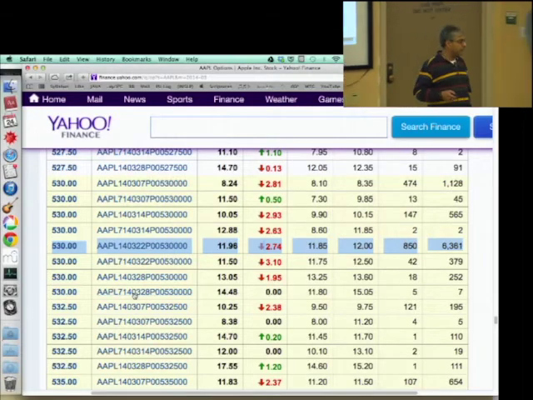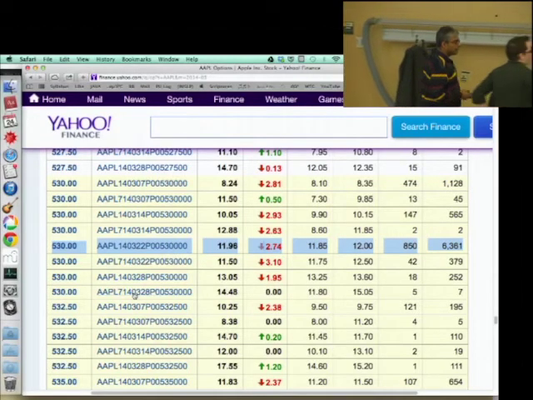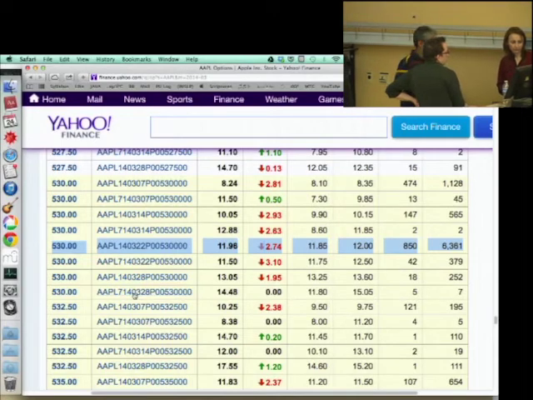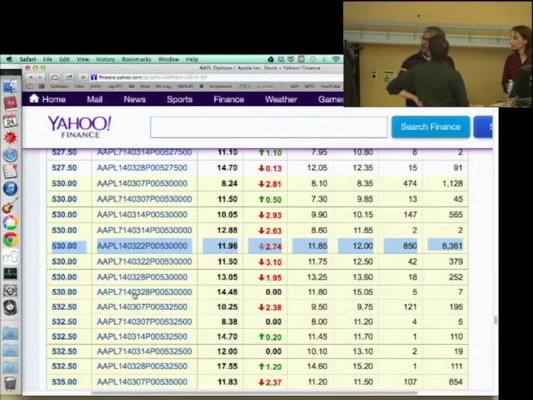Okay, any questions here? Can you zoom the screen a bit? Can't see numbers from the back. Can we zoom? Well, already did it. Oh, okay. All right.